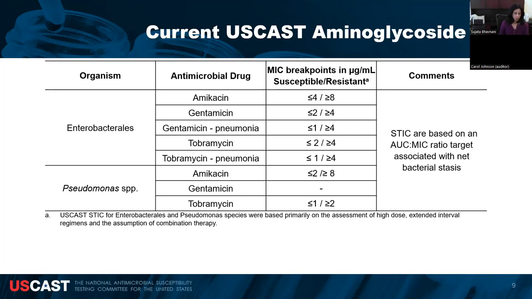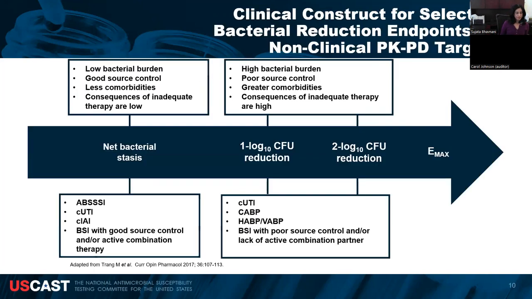Now, it's important to step back and think about what we did at that point in time and why. So this slide shows a clinical construct that those of us at ICPD put together a number of years ago for selecting bacterial reduction endpoints for non-clinical PK/PD targets. We use this construct, and as you can see, there are groups of diseases and patient or infection characteristics that are characterized by the endpoint: net bacterial stasis, 1 and 2 log reductions from baseline.